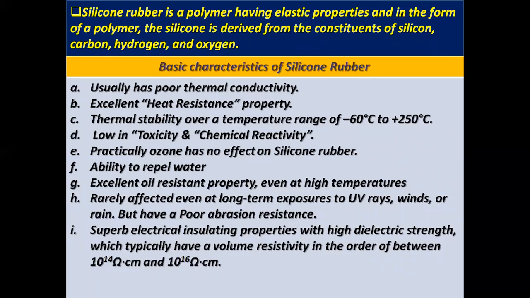Silicon rubber is a polymer having elastic properties. The silicon is derived from the constituents silicon, carbon, hydrogen, and oxygen. Basic characteristics of silicon rubber. A. Usually has poor thermal conductivity. B. Excellent heat resistance. C. Thermal stability over a temperature range of minus 60 degrees centigrade to plus 250 degrees centigrade. D. Low in toxicity and chemical reactivity.